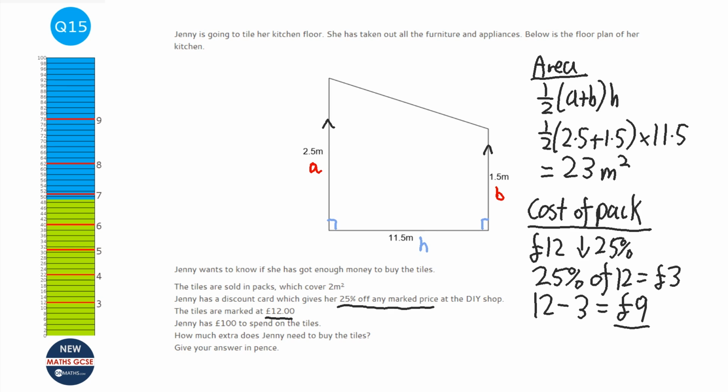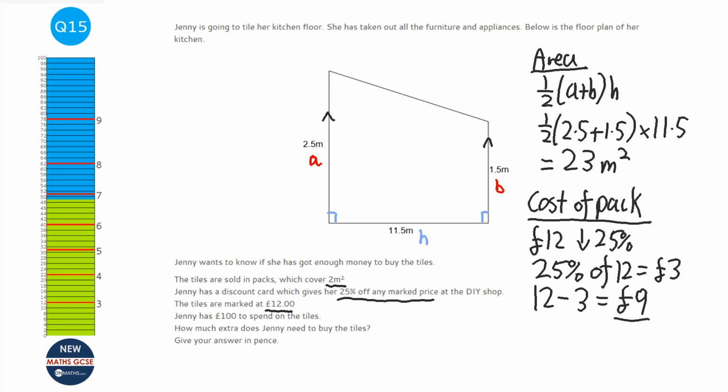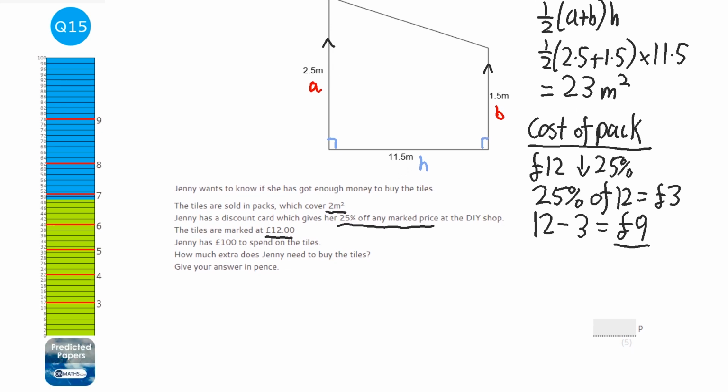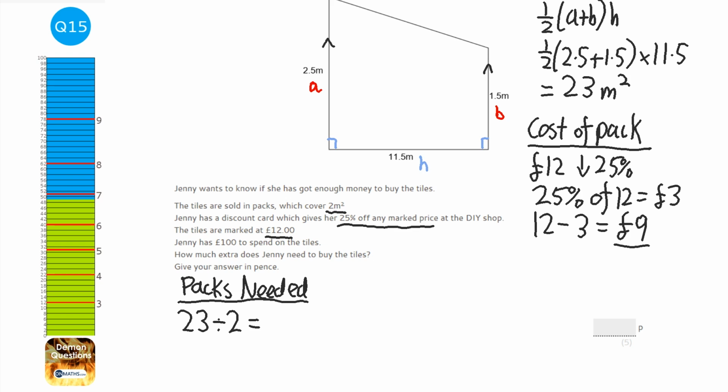Okay, so it feels like we're getting somewhere. Now, if each one costs £9, but each one covers 2 meters squared, and we know we've got 23 meters squared to cover, what I can do is work out how many packs I need. So packs needed. I've got 23 meters squared to cover, and each pack covers 2, so I'll do 23 divided by 2. Now that gives me the answer of 11.5. So I need 11.5 packs.